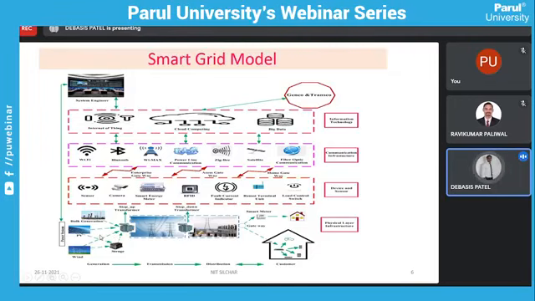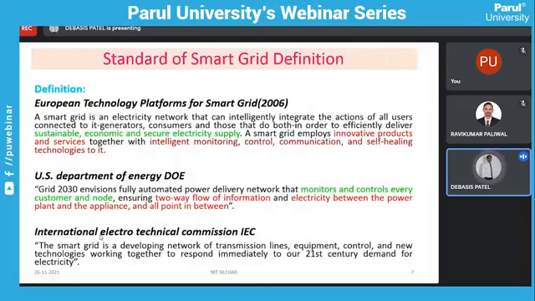Now coming to the next topic, the standard definitions of smart grid. We now know the overall discussion of the smart grid. Now, what definitions are given by different boards? The European Technology Platform for smart grid defines it, and I'm not going into details, as an electricity network that can intelligently integrate the actions of all users connected to it, generators, consumers, and those that do both, in order to effectively deliver sustainable, economic, and secure electric supply.